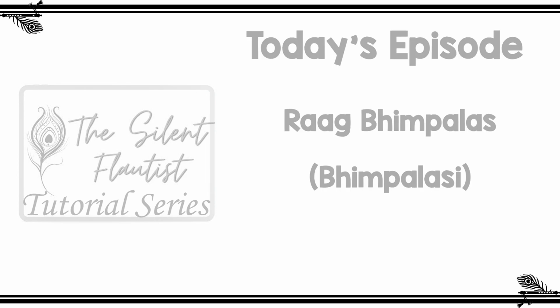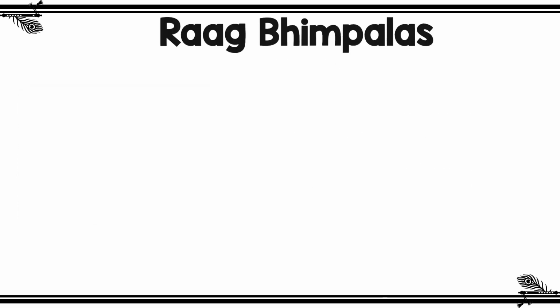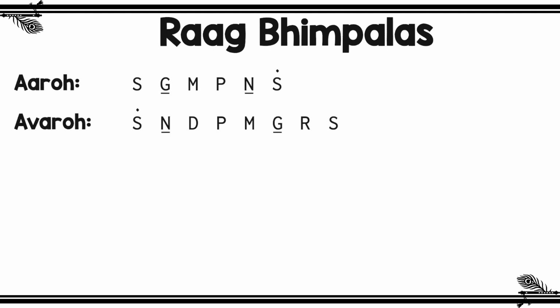Raag Bhimpalas has its Aaroh-Avaroh as follows. Sa, ga ma pa ni sa, sa ni dha pa, ma ga re sa.